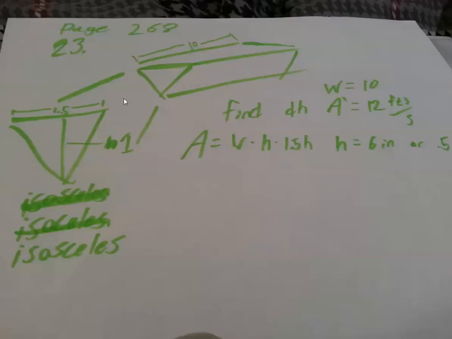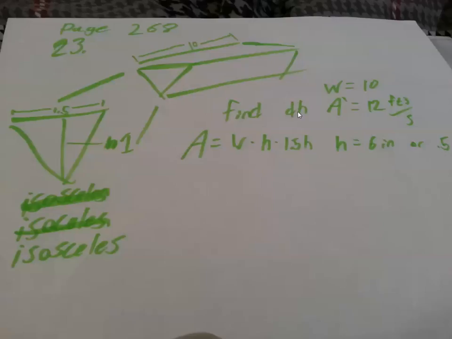So going forward, the question asks if you have a trough that is 10 feet across, 1.3 feet at the base of the triangle here, and 1 foot deep, and it's being filled at 12 cubic feet per second, then how fast is it filling up in terms of height?